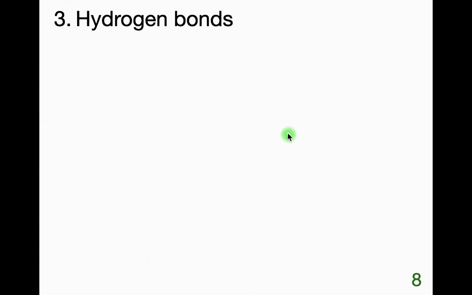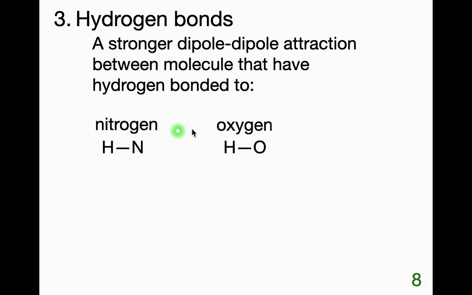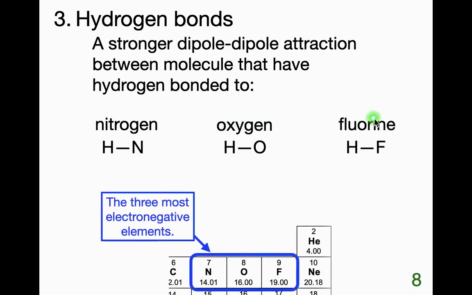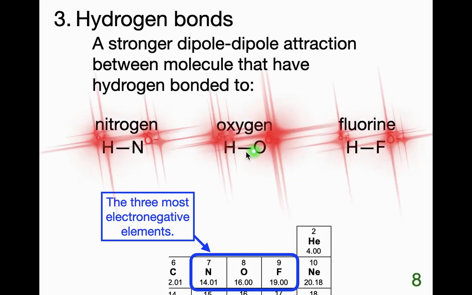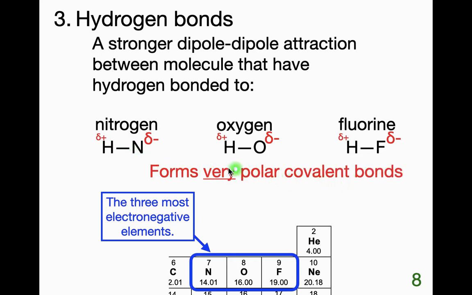And last, hydrogen bonds. A stronger dipole-dipole attraction between molecules that have hydrogen bonded to nitrogen, oxygen, or fluorine. You might remember from the last notes or last unit, we talked about nitrogen, oxygen, and fluorine being the three most electronegative elements. So when we look at the bond that hydrogen would form between those three elements, it's particularly polar. It's a very, very polar bond. So therefore, hydrogen, when it forms an attractive force between another molecule, is particularly positive.